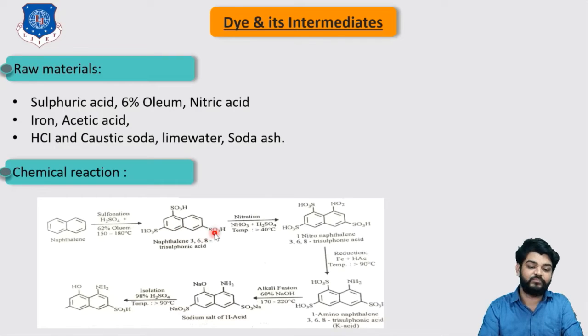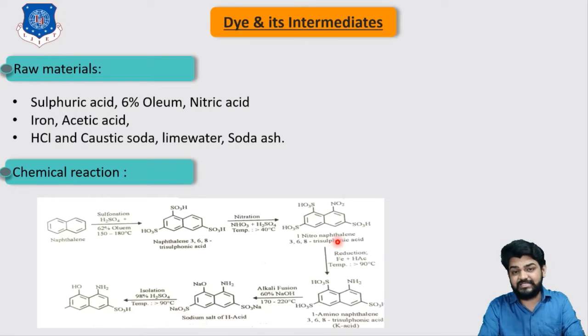which is then sent to the nitration unit, in which we add highly concentrated HNO3 with the help of a mixture of sulfuric acid. This reaction takes place at 40 degrees Celsius. Again, we have to maintain this particular temperature as this reaction is highly exothermic. Then it will ultimately give us 1-nitronaphthalene-3,6,8-trisulfonic acid, which basically looks like this.